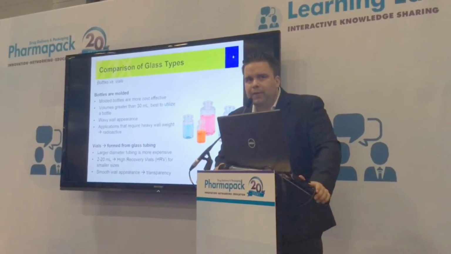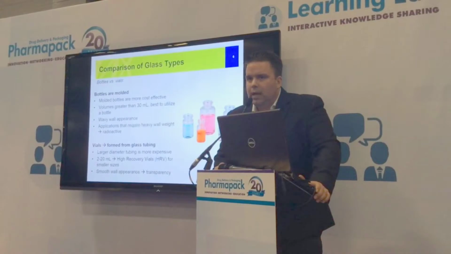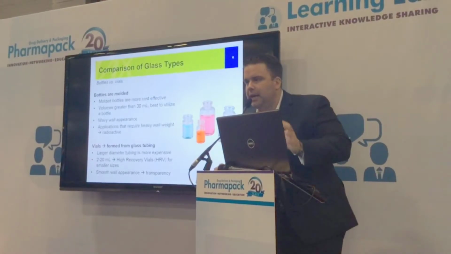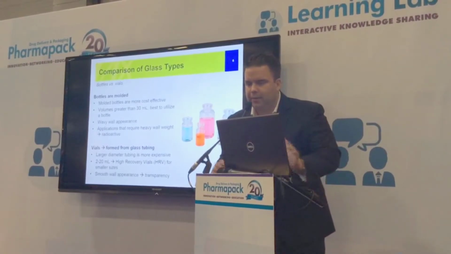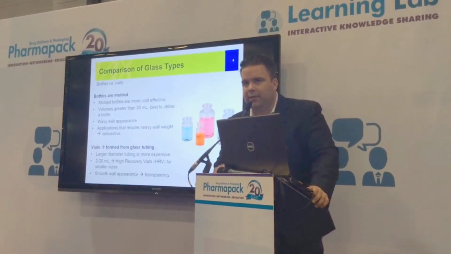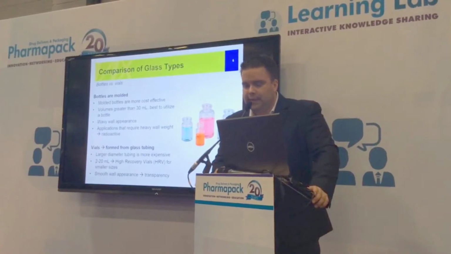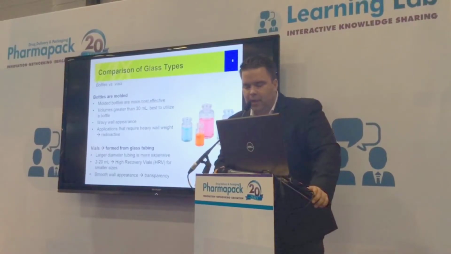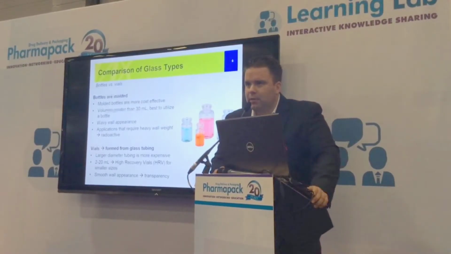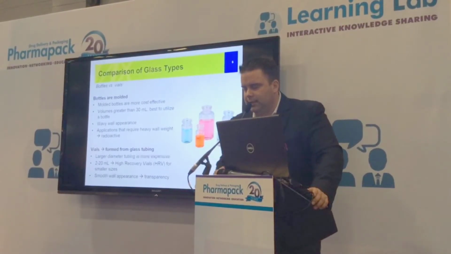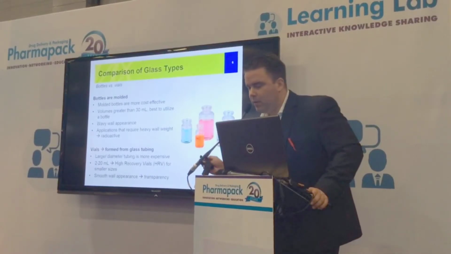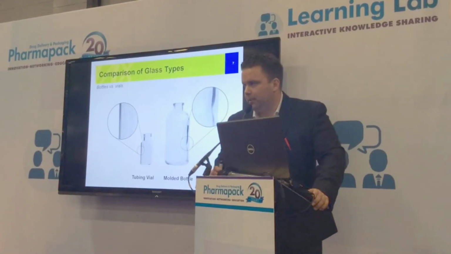If you have a fill volume under 2 ml, it's advantageous to use what we refer to as a high recovery vial. This vial has a conical shape on the bottom of the actual vial. This presentation isn't on that, but we have some at our booth at M27 if you want to stop by and look at it. And then lastly, tubular vials are going to be more transparent because they have a smooth wall thickness.